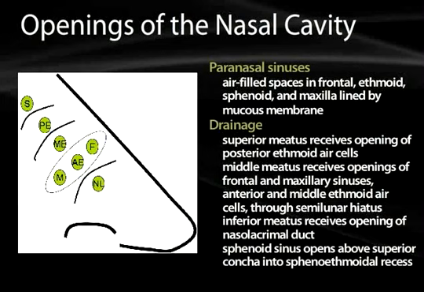Now, of the 5 that are in the first row, 3 of the central ones are going to get a comma around it, which would be the semilunar hiatus. The nasolacrimal duct will drain into the inferior concha, and the sphenoid sinus will drain into the sphenoethmoidal recess. The middle 3 are all filled by ethmoidal air cells. So there's anterior ethmoidal air cells, the medial ethmoidal air cells, and the posterior ethmoidal air cells, all of which will drain into those middle 3 of the 5.